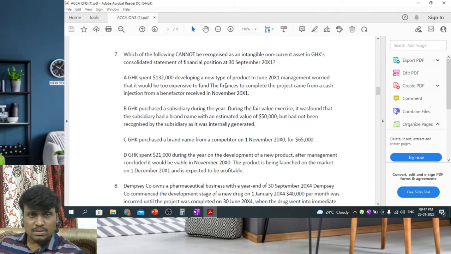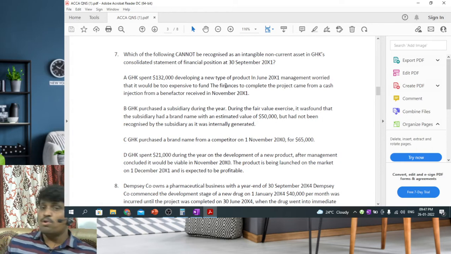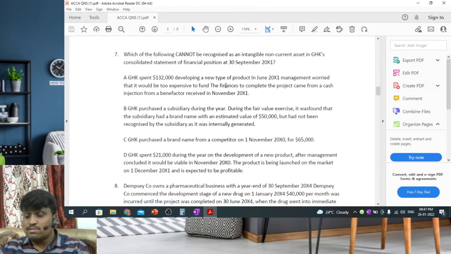Okay, so here the amount spent. Generally, development expenditure is capitalized only after completion of the product research. In case of development expenditure, we discussed the conditions required for considering it as an intangible asset. One of the points is that there is an intention to complete the project. But here the management worried that it would be too expensive to fund the finance to complete the project. So that's why it is not treated as an intangible.